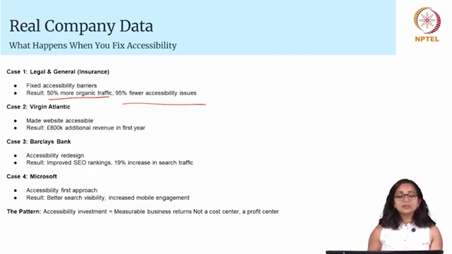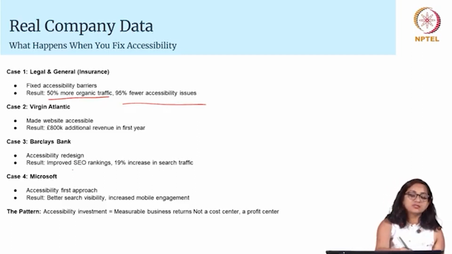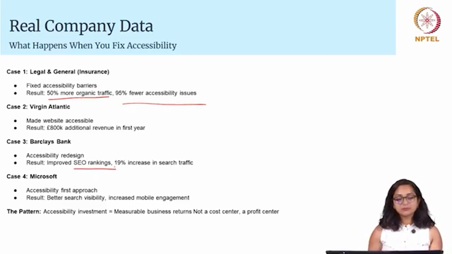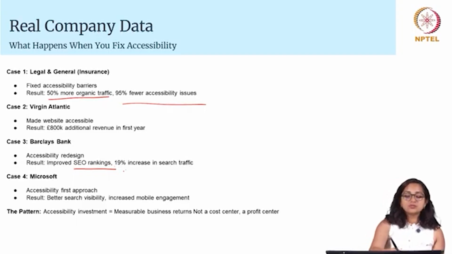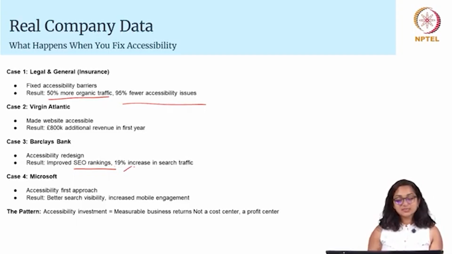Barclays Bank did an accessibility redesign which improved their SEO rankings by a big margin, and there was almost a 20% increase in search traffic. Microsoft has always been accessibility first, and the result is always better search visibility, increased mobile engagement, etc.